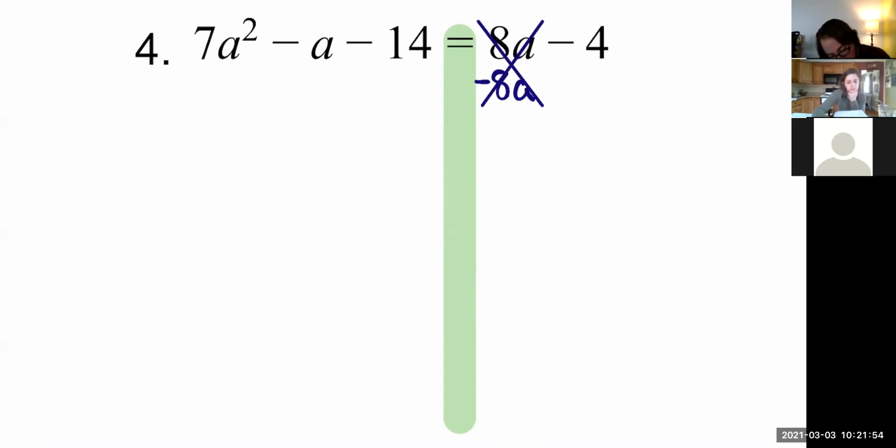Do I actually have a like term on the left to subtract it from this time? Tara's nodding, so I would agree. I assume you're looking at this negative 1a that's sitting there. They both have an a, so that must mean that they're like terms. So I'll line those up.